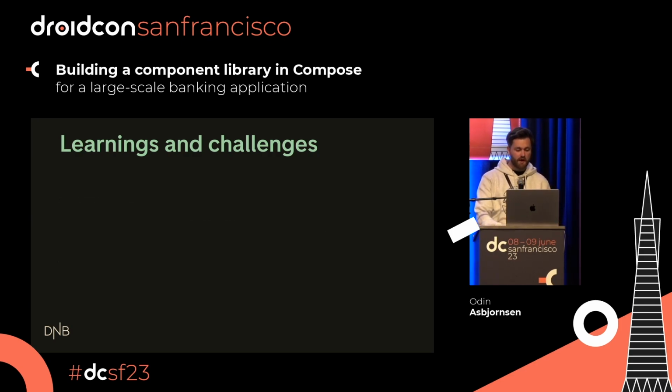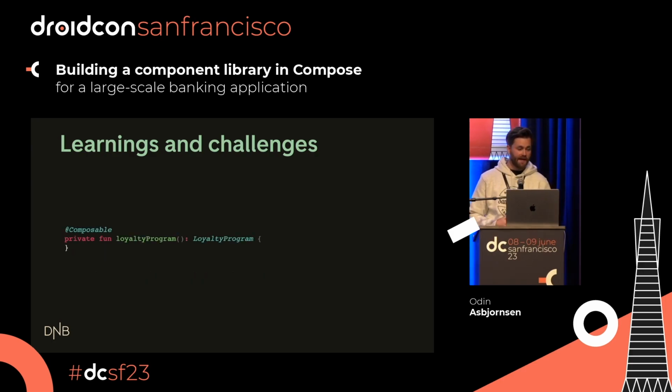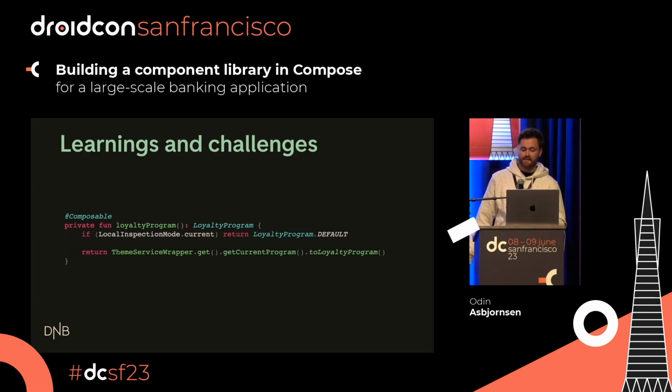So how do you get around that? One of the solutions for this is to use LocalInspectionMode.current. What this does is that it will return true if you're in a preview context, and false if you're not. So what we did was that we had our loyalty program function, which returned a loyalty program. Then we have an if statement that checks LocalInspectionMode.current, and then we return a default loyalty program for that case. Otherwise, we would just get the theme service wrapper like we did before.